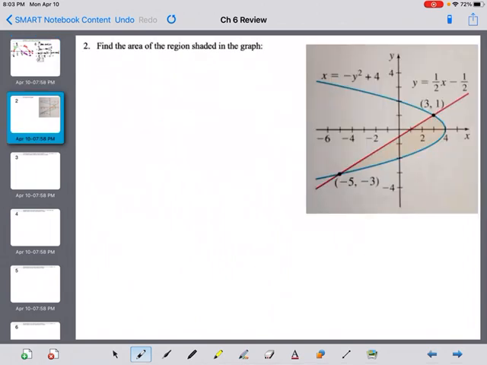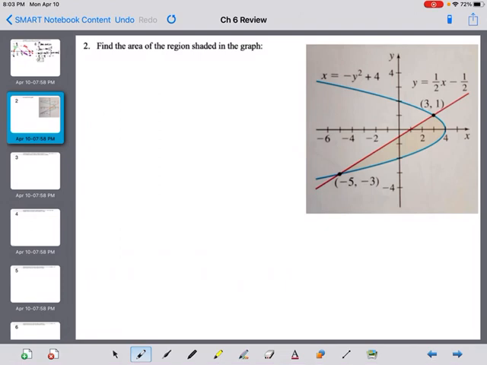In problem number 2, we want to find the area of the region shaded in the graph. Now, this is one of those situations where looking at this, it's obvious to see that this is going to be easier for us to integrate with respect to y than it is going to be for us to integrate with respect to x.